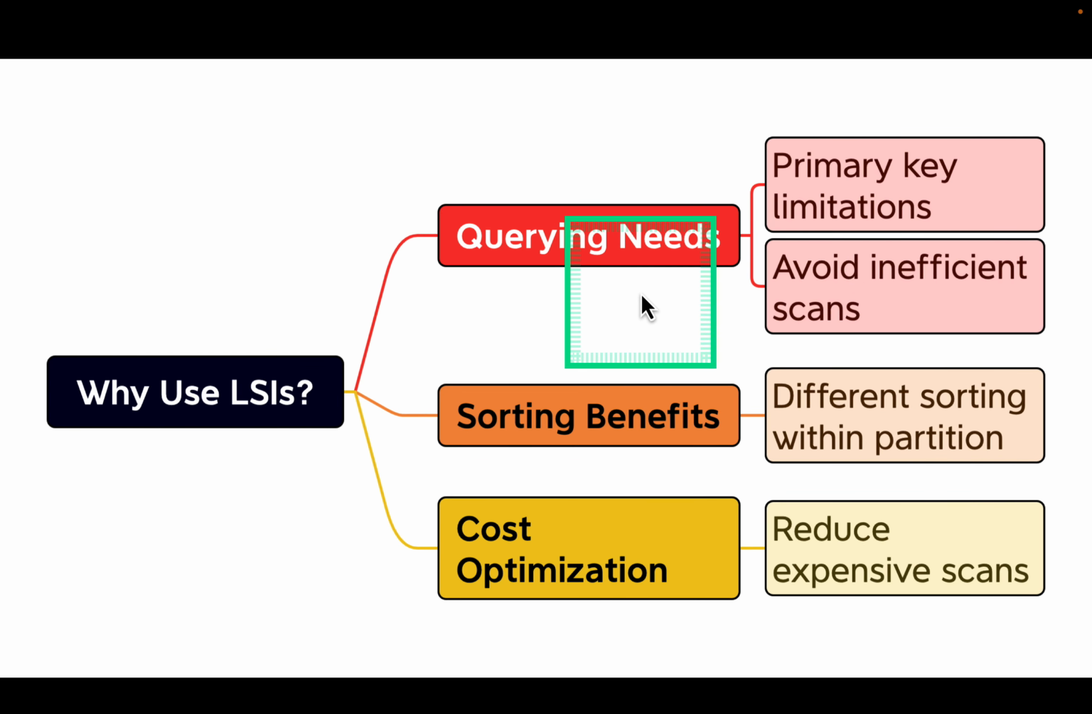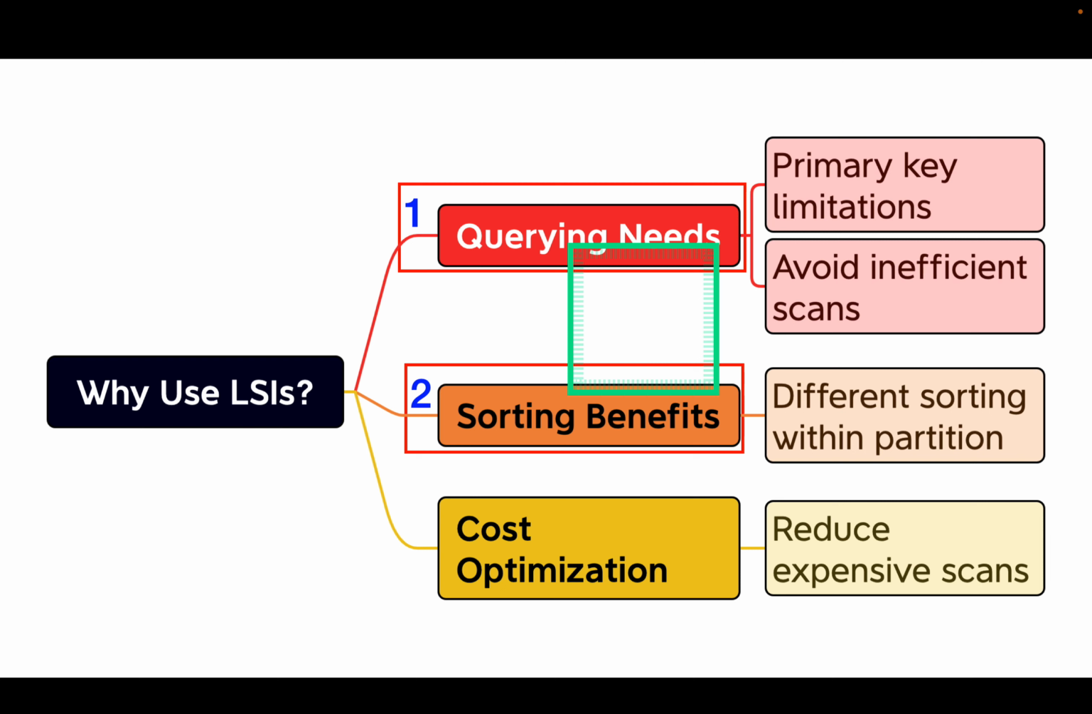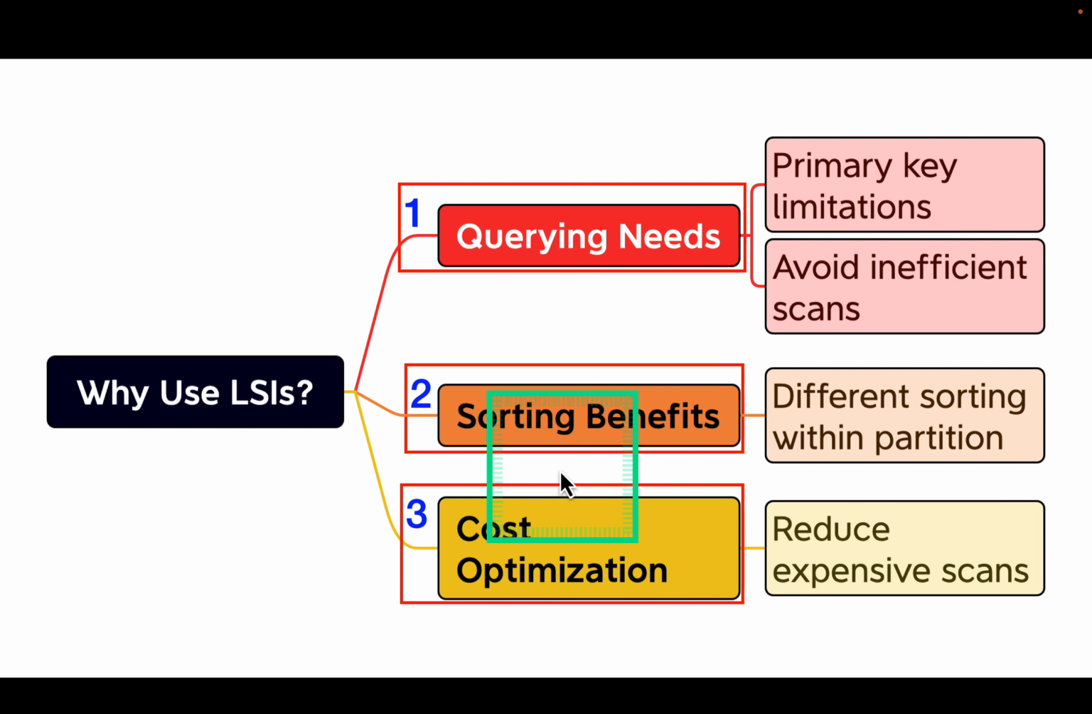So why use LSIs? LSIs are essential when the primary key does not cater to all our querying needs, and they allow us to fetch data without resorting to inefficient scans. Otherwise you have to perform a scan to retrieve the data that you need. Another benefit of LSI is the ability to sort data differently within the same partition. And by optimizing our queries, we can also cut down on cost, and scans are expensive and should be avoided when possible.